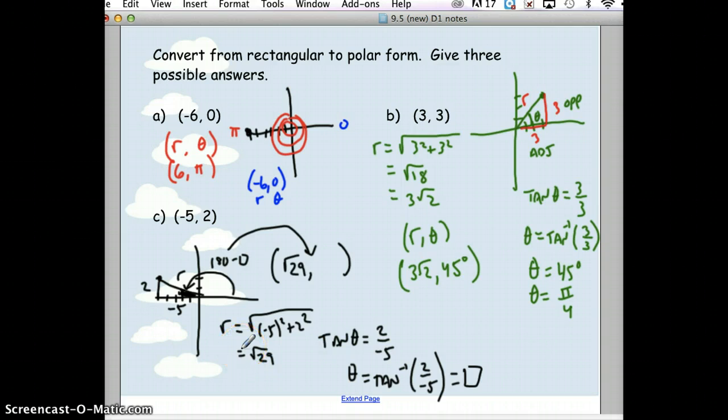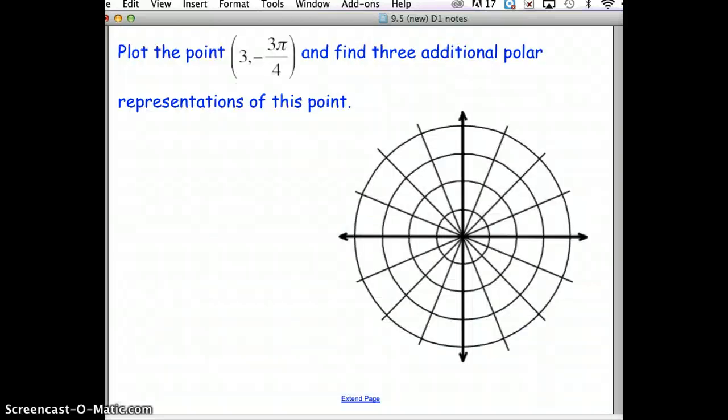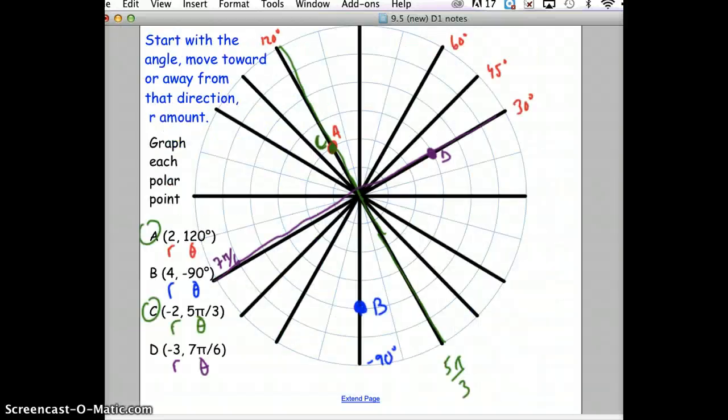So that's pretty much all you're doing on your homework: going back and forth, converting from rectangular to polar, or converting from polar to rectangular, or just graphing in general.